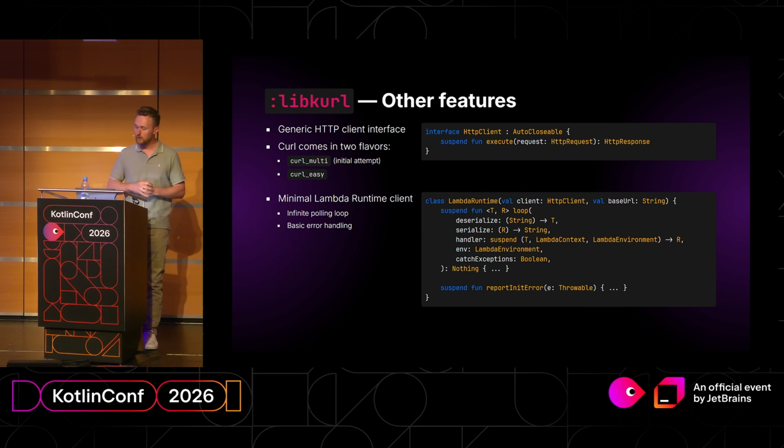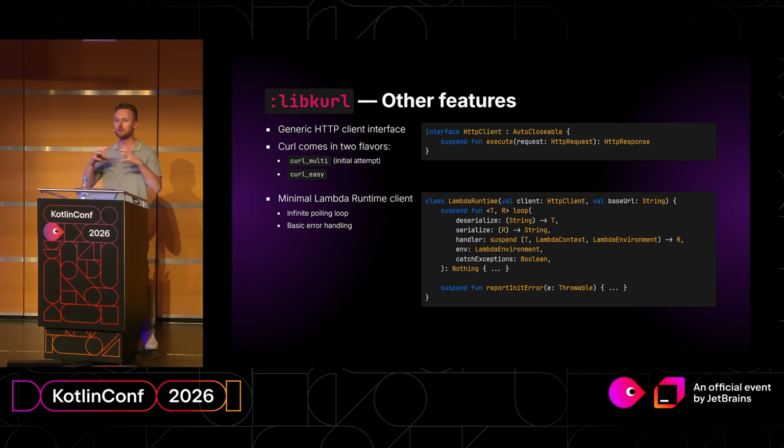And then the other component here in the libcurl library is some sort of minimal client that wraps that HTTP engine and handles things like the infinite polling loop. So here you can see there's a loop method that accepts a serializer and deserializer. It takes a reference to the handler that the user will pass us later. There's a Lambda environment which contains some interesting stuff, and then a thing about exception handling.